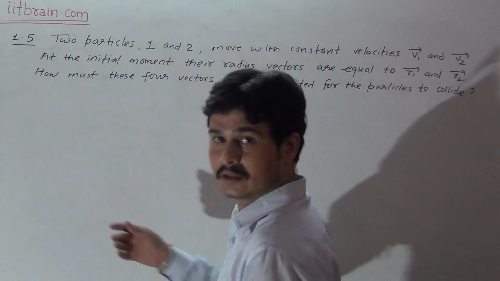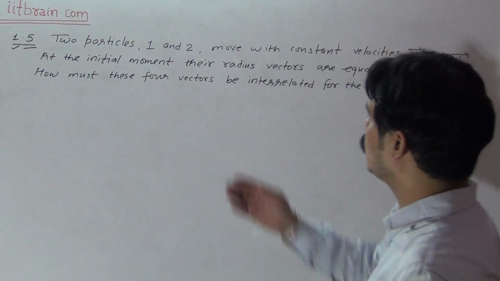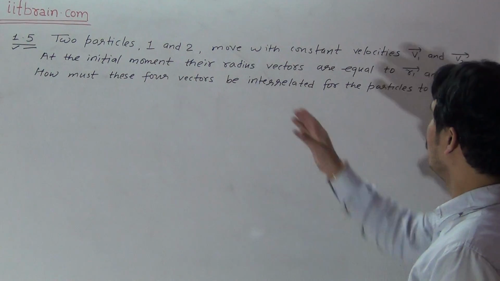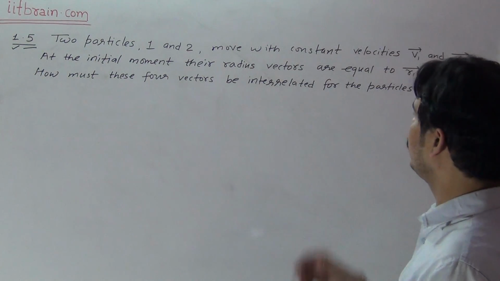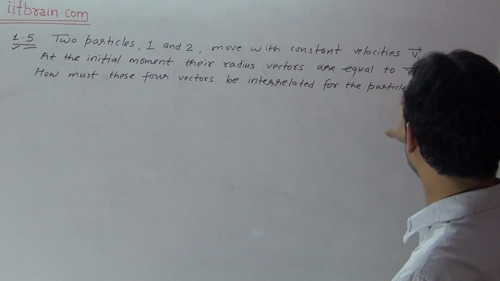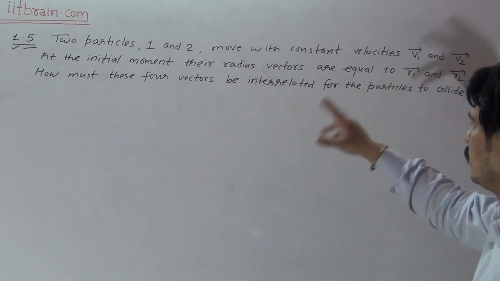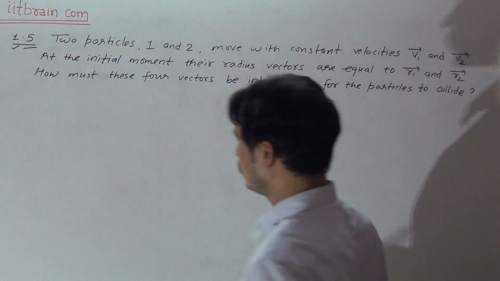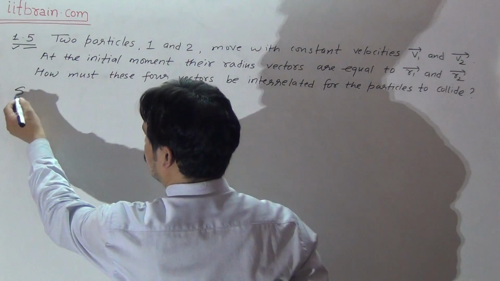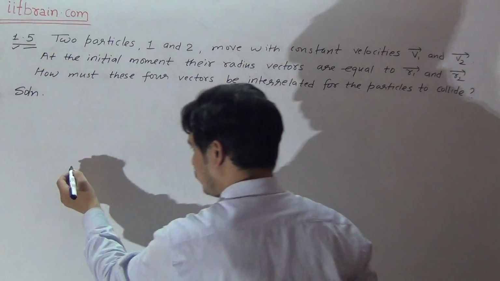Hello students, this is 1.5 chapter 1 fifth problem, and the question is: two particles 1 and 2 move with constant velocities v1 and v2. At the initial moment their radius vectors are equal to r1 and r2 vector. How must these four vectors v1, v2, r1, r2 be interrelated for the particles to collide? Then the solution for that question, you can solve this question by this manner.